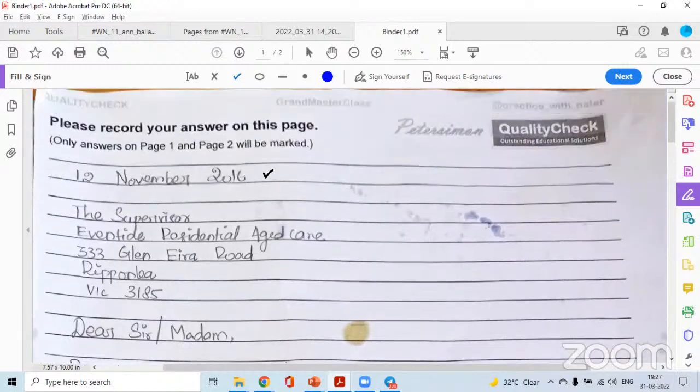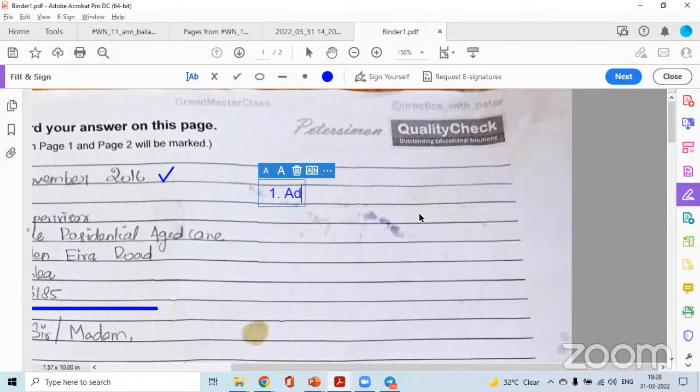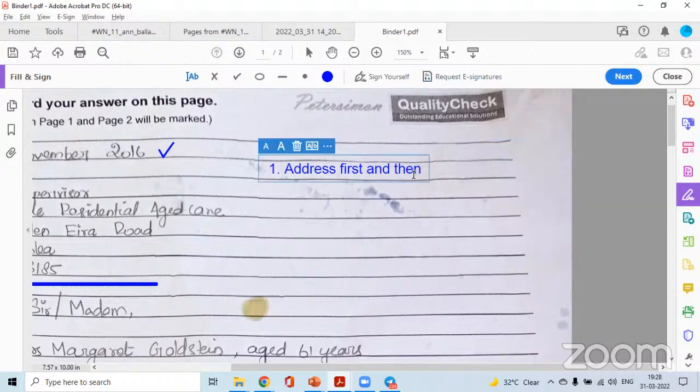12 November 2016. This is right, but better to write the date after the address. Write the date after the address. Number 1, address first, and then the date.